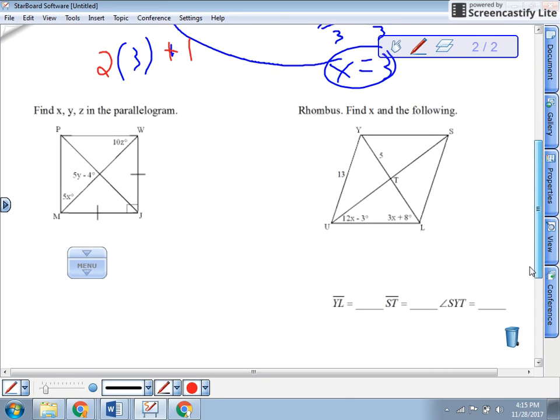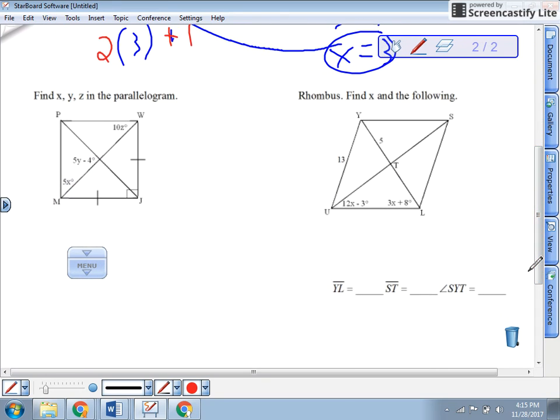Okay, last two. Find x, y, and z in the parallelogram. Now it tells us it's a parallelogram, but these two sides are the same, and we know that opposite sides are the same, so this is actually not just a parallelogram, but a rhombus.